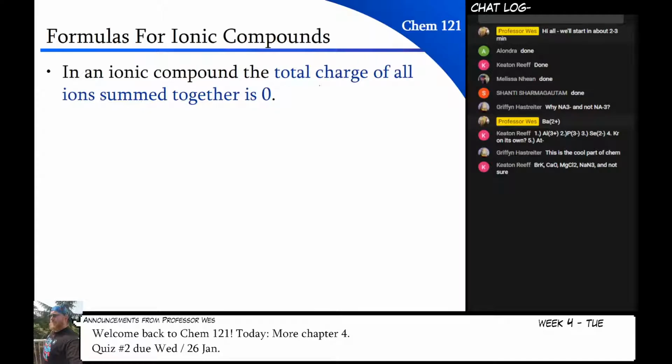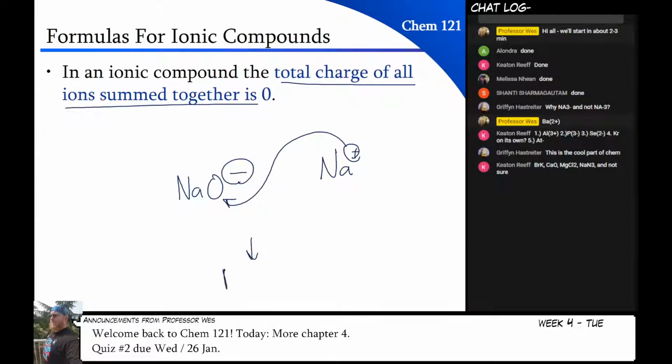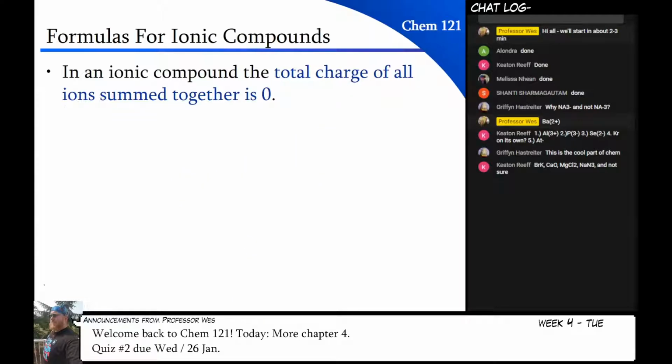And the rule for forming an ionic compound is that the total charge of all the ions summed together must be 0. Because if it wasn't 0 and I had, like, say, a negative charge here, I would attract something with a positive charge towards it. And then the formula would change. So if I have any charges left over, it will attract things that are charged, and I will change the formula. And that will continue to happen until all of the charges cancel out and are zero. Once it's neutral, the formula no longer adjusts.